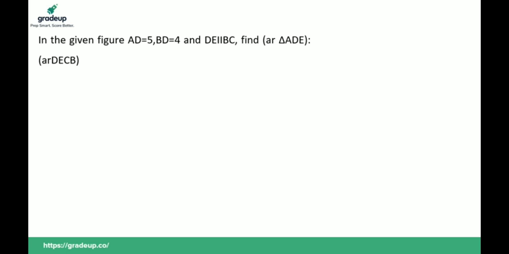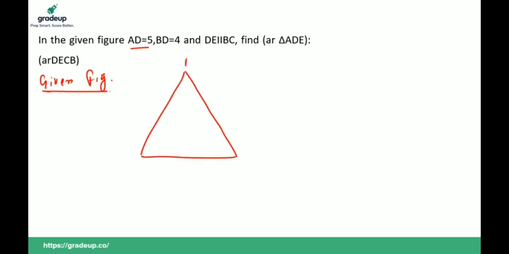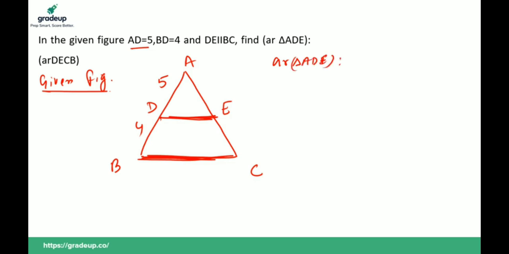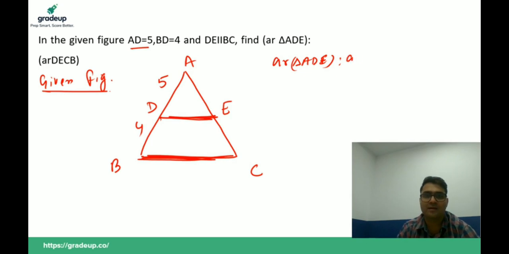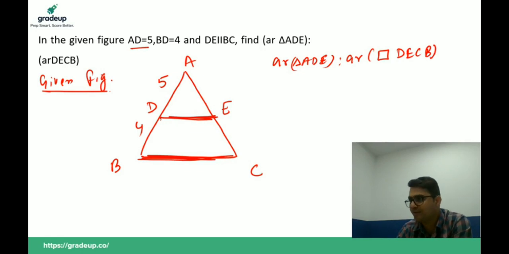This is the given figure. In the given figure, AD is 5, BD is 4, and DE is parallel to BC. Then what is the ratio between the area of triangle ADE and the area of quadrilateral DECB?